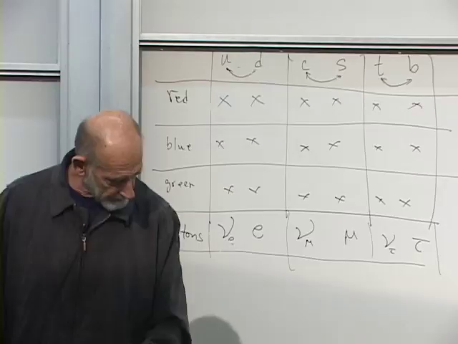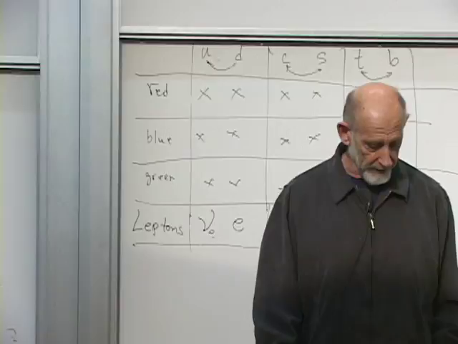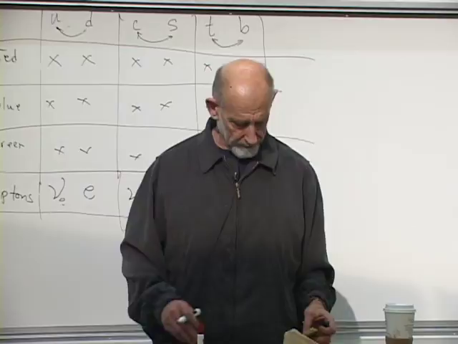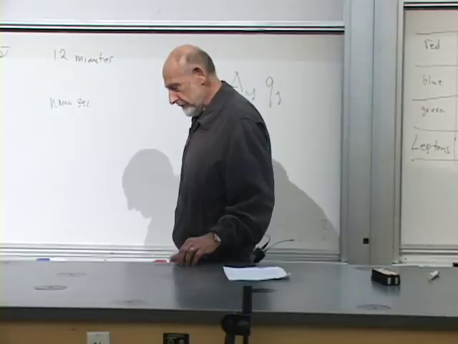Now, should we take a break for 5 minutes? Let's take a break for 5 minutes. And then I will tell you about the W bosons. The W bosons are the gauge bosons of the weak interactions. All right, so let's try now to see if we can make a microscopic gauge theory of the weak interactions.